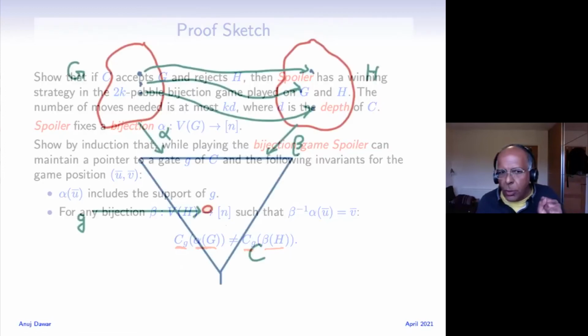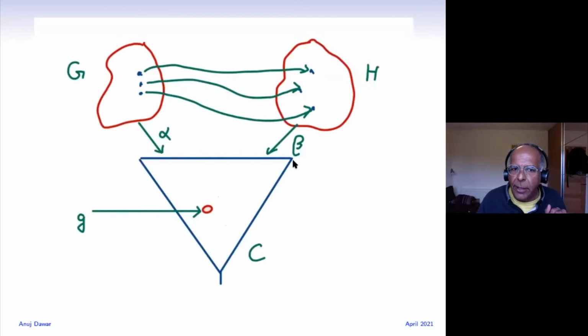Okay. So really, here's the picture. We have the circuit. Alpha is some way of mapping the graph G to the inputs. Beta is a way of mapping the graph H to the inputs. And here is some gate such that when you apply alpha G to the inputs, this gate gives you a value 1, let's say. And when you apply beta H, the gate gives you a value 0. Initially, because we're assuming the circuit distinguishes them, for any alpha and beta, this is true at the output.